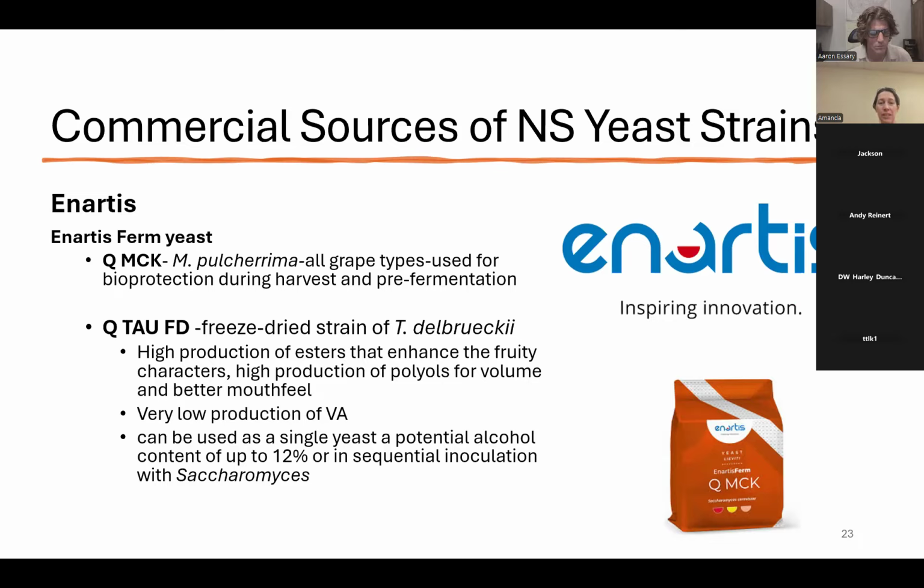So this is an interesting strain because it can be used as a single yeast in fermentation, and it can produce up to 12% ethanol. So there's a chance that you don't have to sequentially inoculate with Saccharomyces if your sugars come in low enough from your grapes and you think you're only going to achieve 10 or 11% ethanol. You can use this to finish out your full fermentation and not have to worry about sequential inoculation.